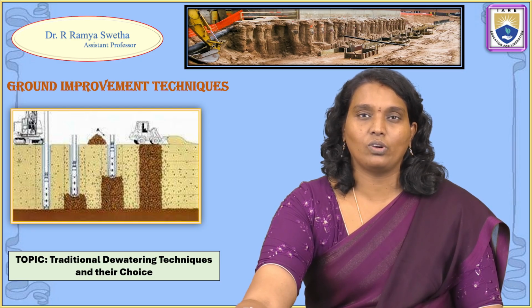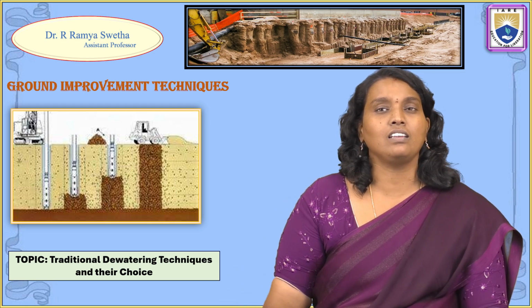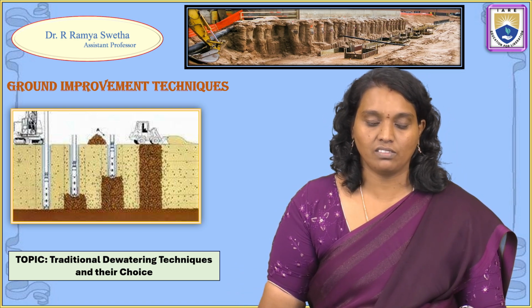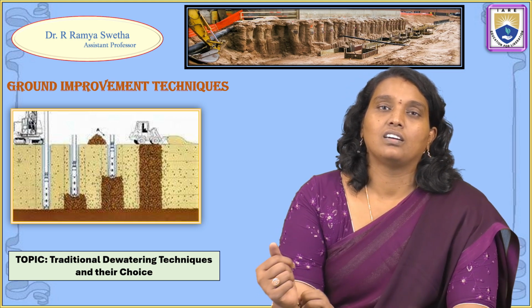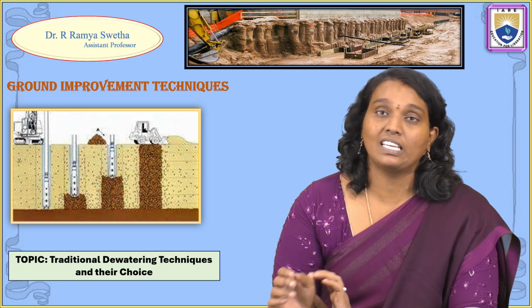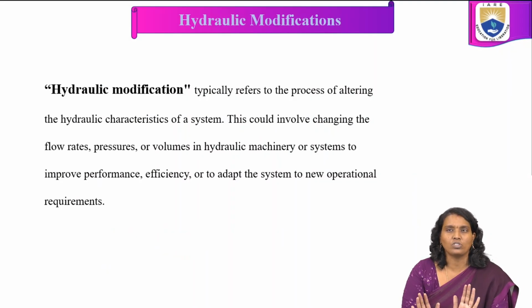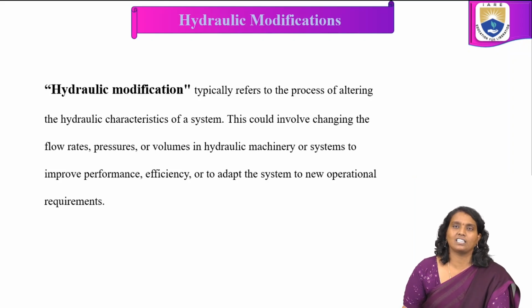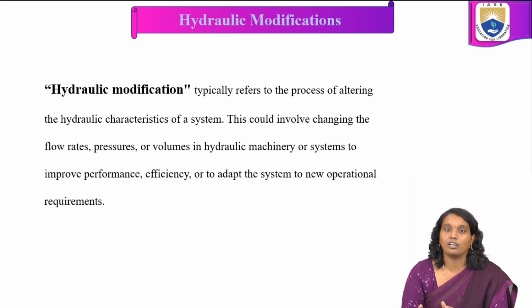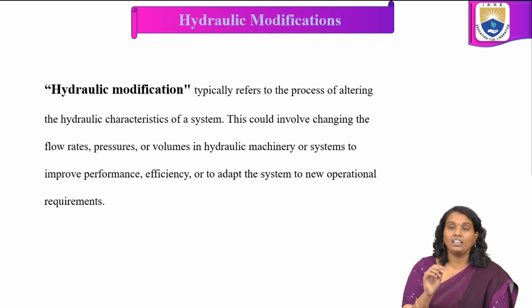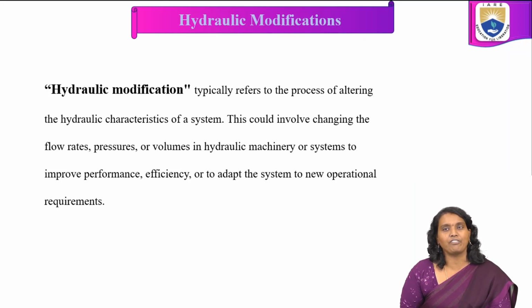Good morning, all. Today our topic is dewatering and their choice. What are the various traditional techniques which we are using for this hydraulic modification? Based on these hydraulic modifications, we already know it is a process of altering the hydraulic characteristics of a system. It could involve changing the discharge, which means flow rates, and pressures in hydraulic machinery as well as systems, to improve performance and efficiency.